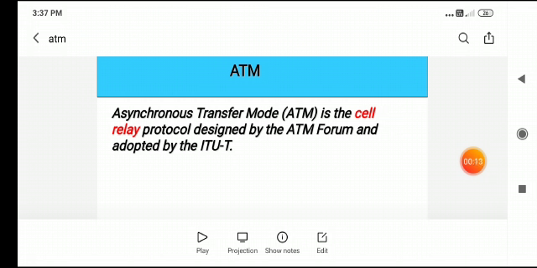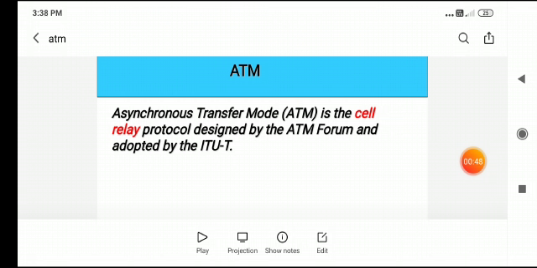Today's topic is ATM, Asynchronous Transfer Mode. Basically, Asynchronous Transfer Mode is the cell relay protocol designed by the ATM Forum and adopted by the ITU-T. ITU-T is the International Telecommunication Union Telecommunication Standards Sector. So, ATM is the cell relay protocol.